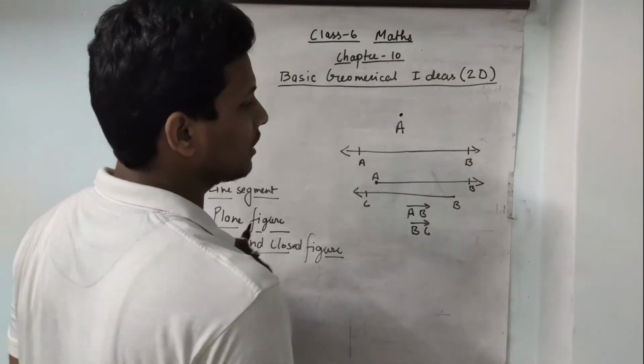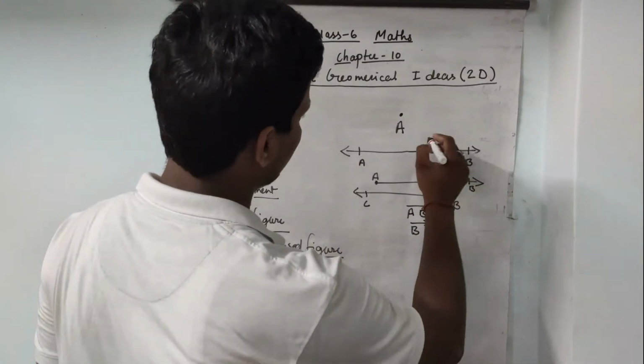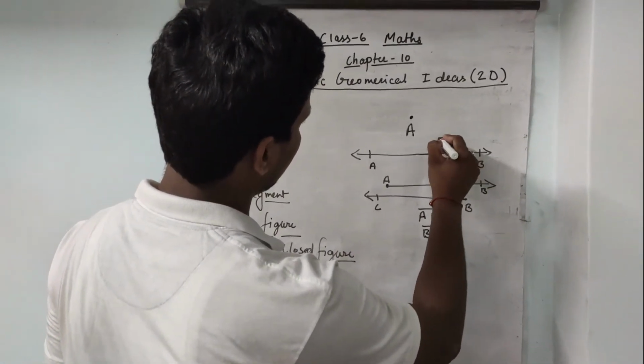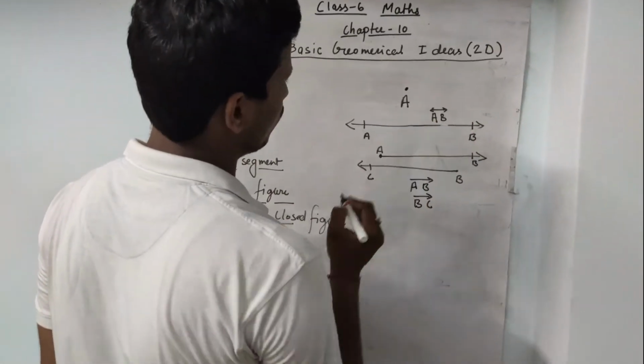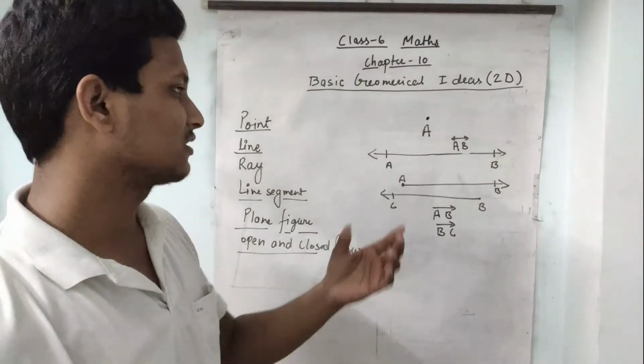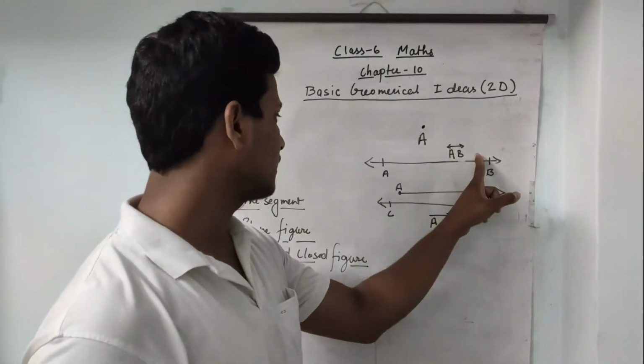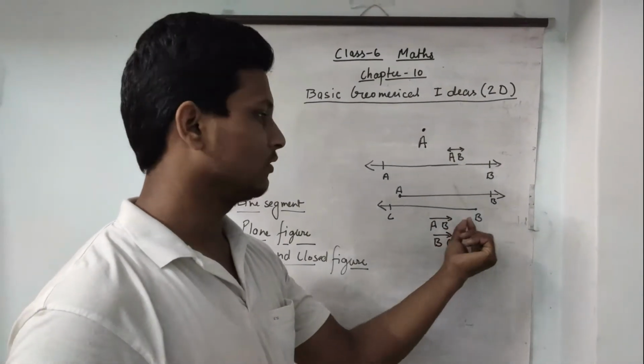Here the line, how will we represent the line? Line will be represented like that, AB, and we can make the arrow of the line. Okay, so this is called a line, that can be represented like that, and the ray in one direction.